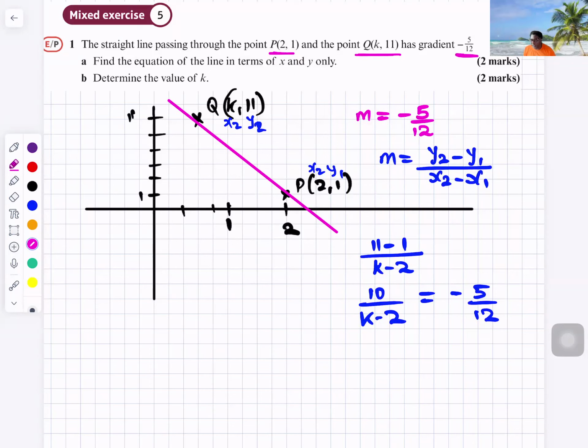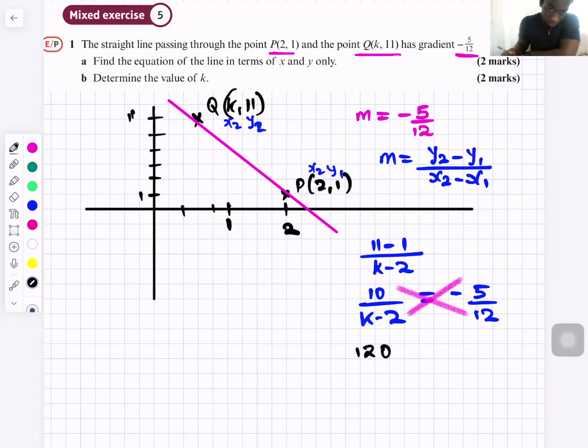In A-level maths, when you try to figure things out, that's good and clever. But with these ones you need a structured method. Have you heard of cross multiply? Yeah. So you cross multiply. 10 times 12 is 120, which equals minus 5 times (k minus 2).